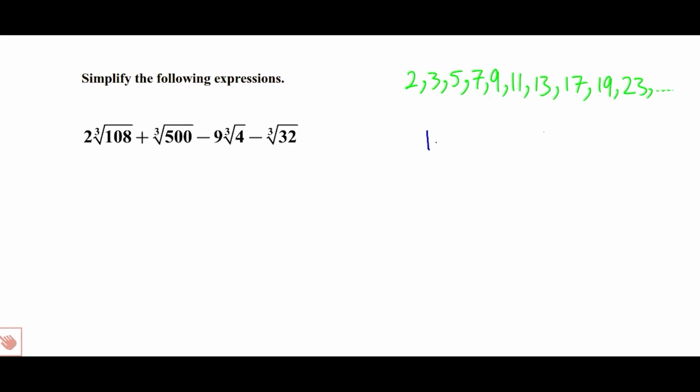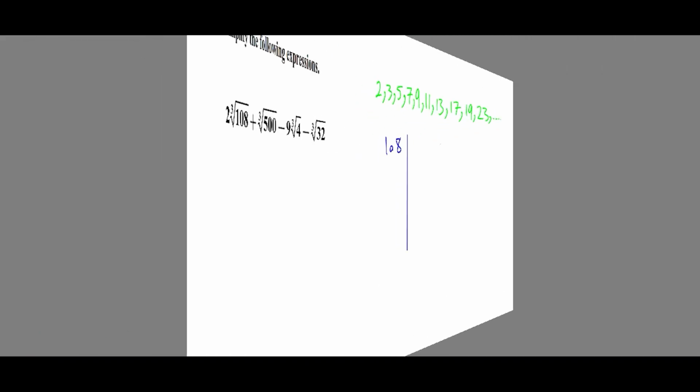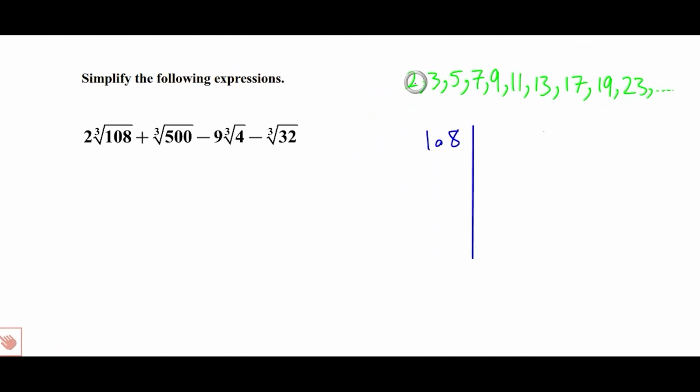Number 1, 108. So first I'll draw a vertical line and then choose the first prime number. Is 108 divisible by 2? Yes, it is, because it's an even number. So we write 2 on the right side of the vertical line, and then we divide 108 by 2, which is equal to 54, and write the result on the left side of the vertical line.